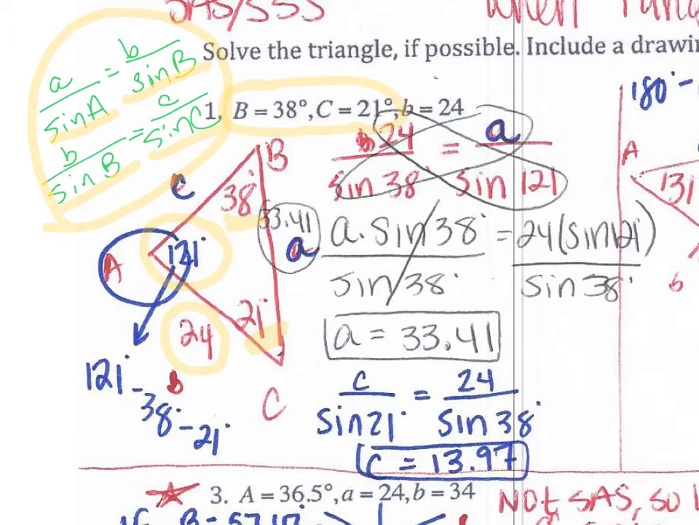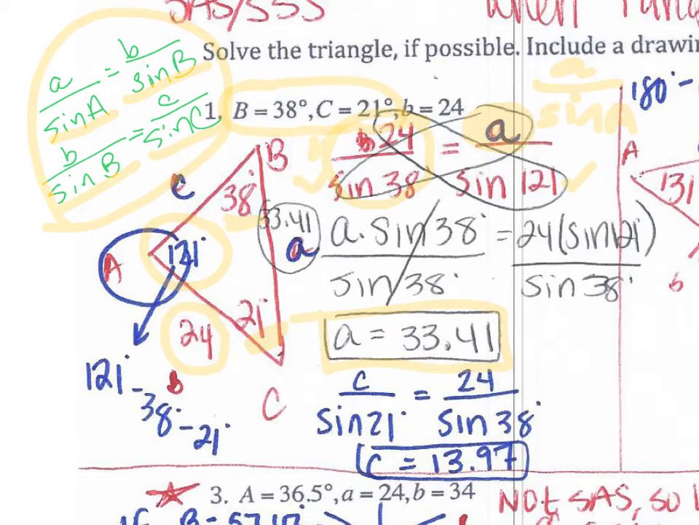Since I wanted to find side a, I used little a over sine of A, and I could set that equal to anything else. I chose to set it equal to little b over sine B, because in order to solve for little a, we need to have three known values, which we do. Then you can cross multiply, isolate little a, and you end up with little a is 33.41.